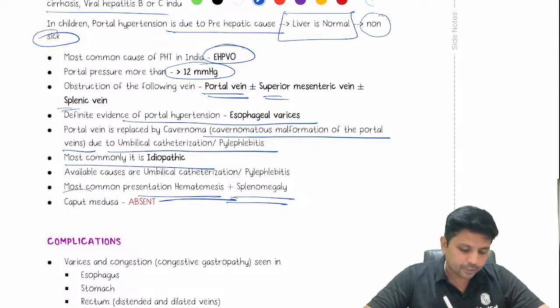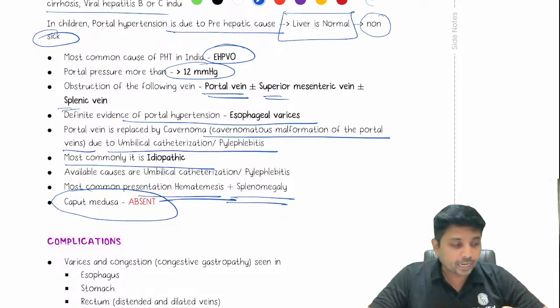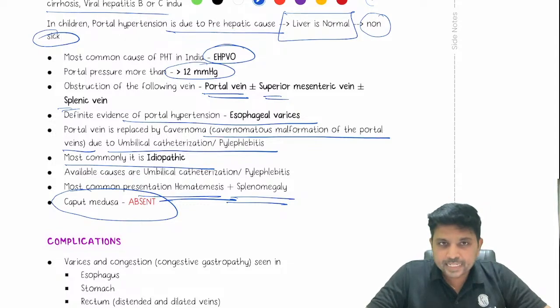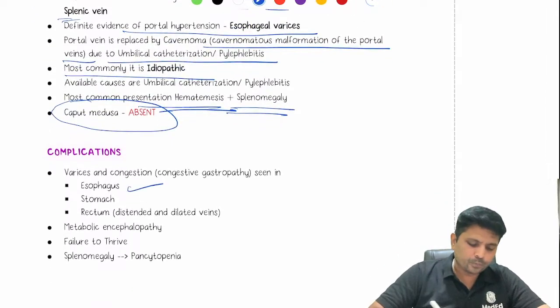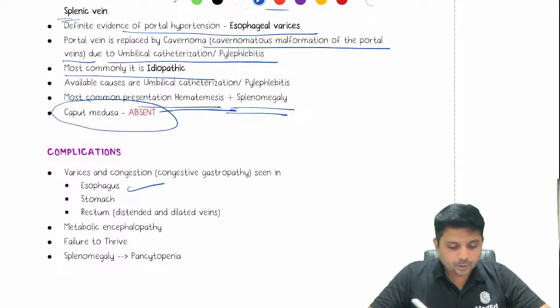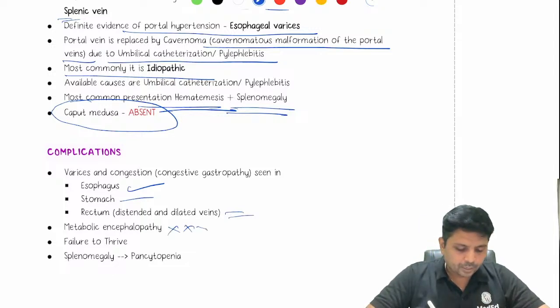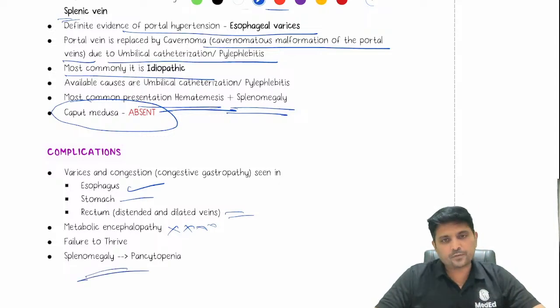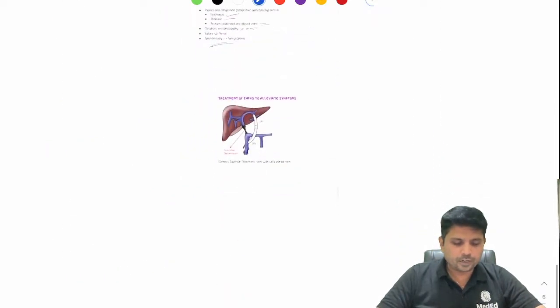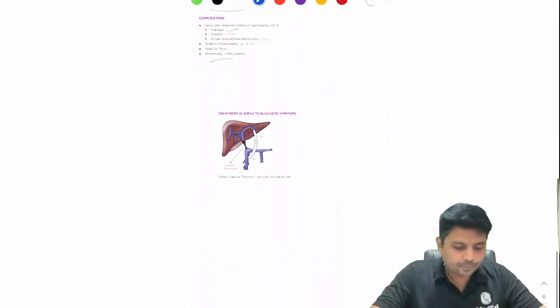Remember, caput medusa is usually absent in case of extrahepatic portal venous obstruction. I repeat, caput medusa around the umbilicus is usually absent. The complications, as you all know, are venous varices around the esophagus, stomach, and in the rectum. Very rarely you will get metabolic encephalopathy. The more the splenomegaly, the more the chances for pancytopenia. So this is all about extrahepatic portal venous obstruction.